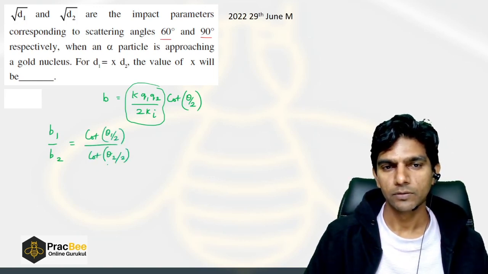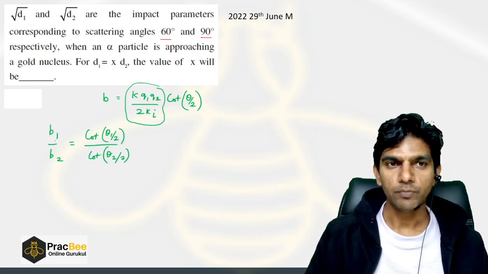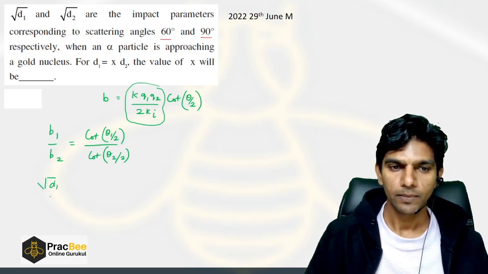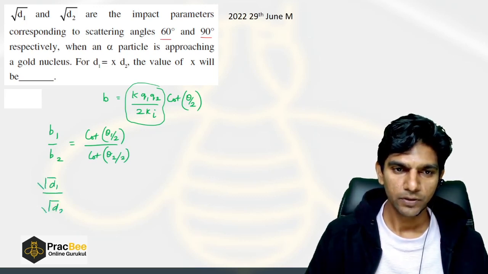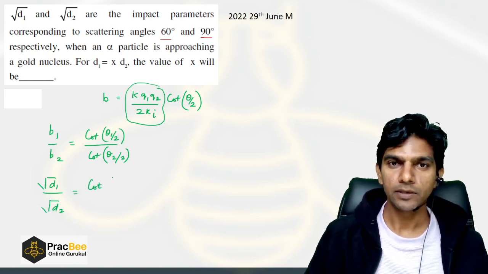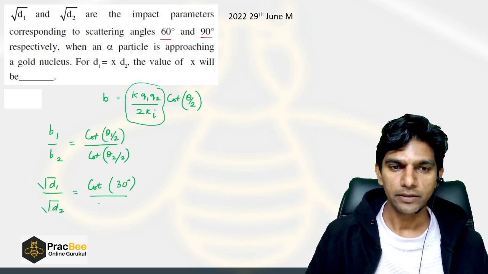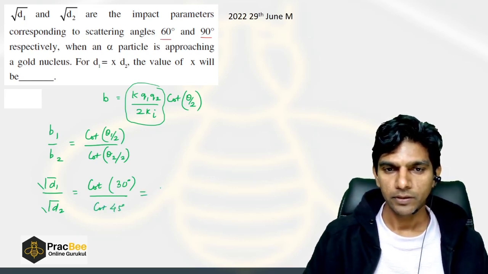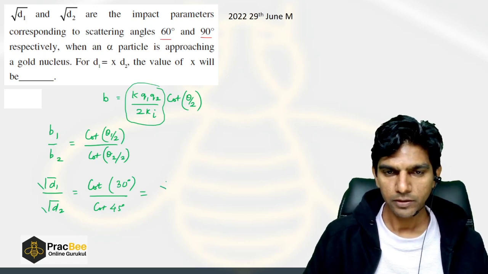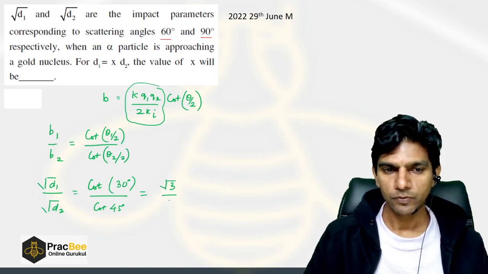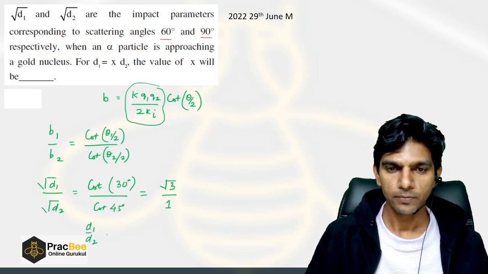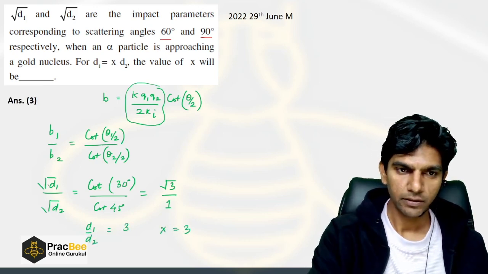So we can apply this proportionality. b1 is given as root of d1 and b2 is given as root of d2, and theta 1 is given as 60 degrees, so it becomes 30 degrees, and theta 2 is 90, so it becomes 45 degrees. So cot 30 is nothing but root 3 and cot 45 is 1. Now let us square on both sides. So this will become d1 by d2 is equal to 3. So x comes out to be 3. So 3 is the answer.